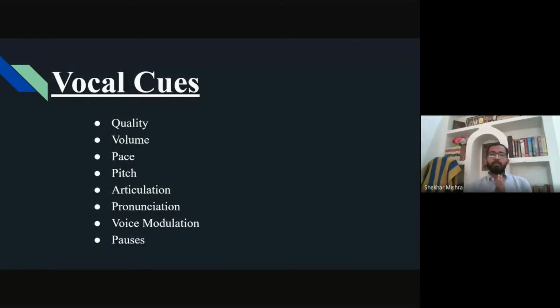Now coming to, once you have decided what to speak, you have decided how to speak, then here are the points. What should be the things you have to take care of to make a good speech? So these are the vocal cues. Vocal cues can be the quality, volume, pace, pitch, articulation, pronunciation, voice modulation, and pauses.